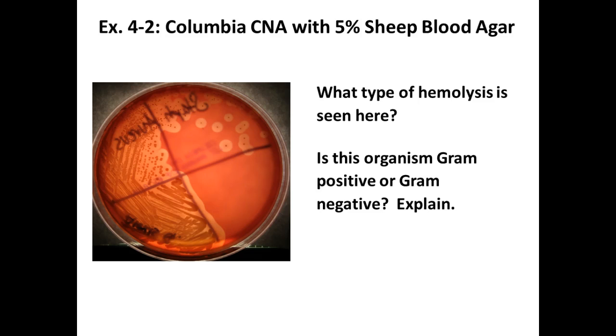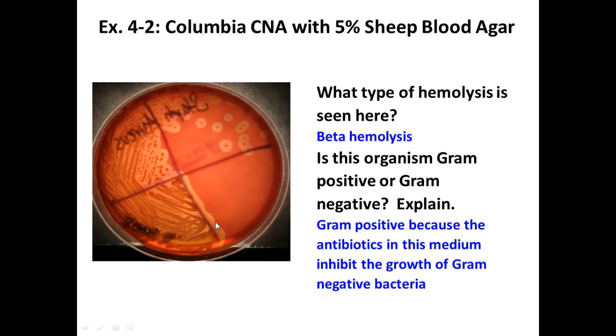What type of hemolysis are you seeing here? This is beta. And then if you can read too, notice this was a Staph aureus plate. Right. And again, this is one where they did the streak plate and came out awesome. And you can see right around the colonies that complete clearing. So beta hemolysis, complete clearing, and of course it's gram-positive because gram-negatives would be killed by the antibiotics.